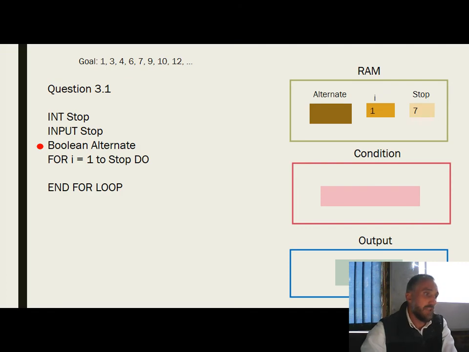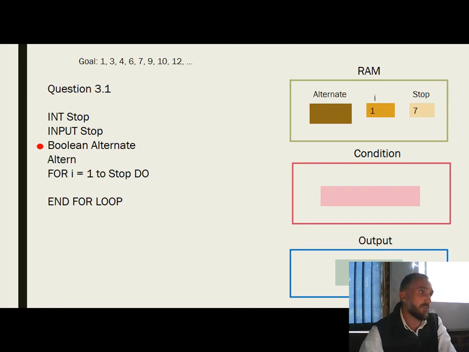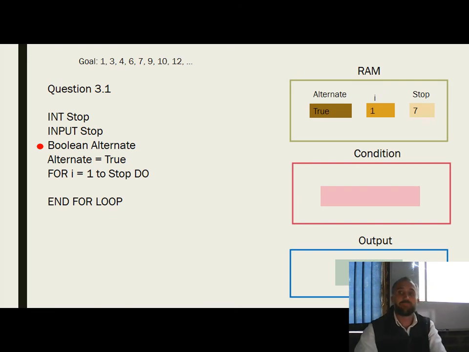So to alternate, I know I would need to start at any value. So I'm going to start at true. You could start at false as well. But in this case, I'm going to start at true. So it would be like giving my value here now the value true. You guys happy with this so far?